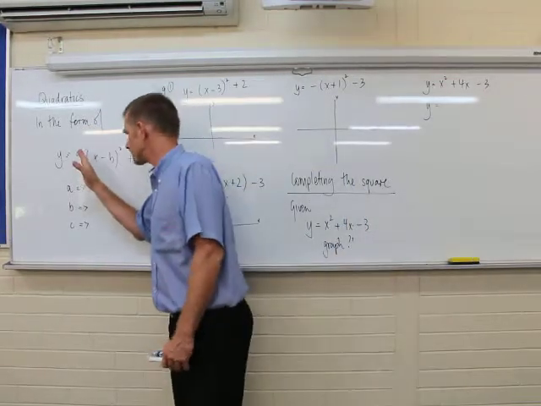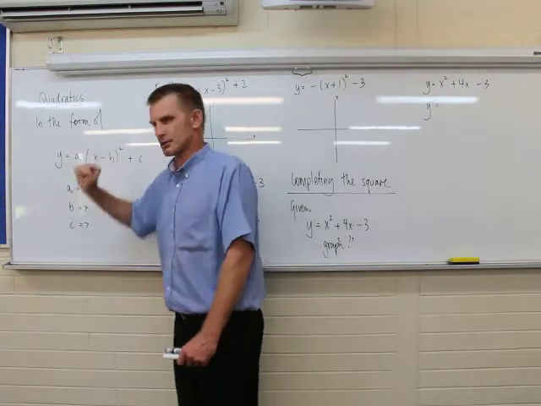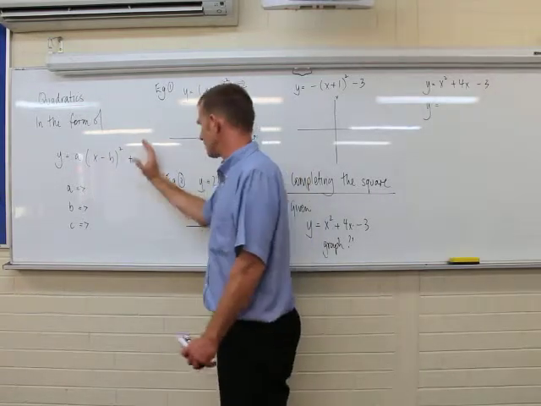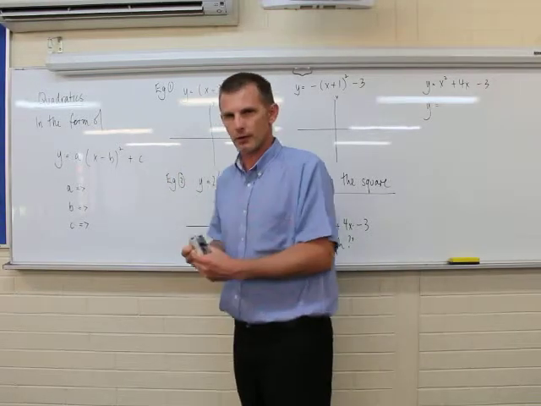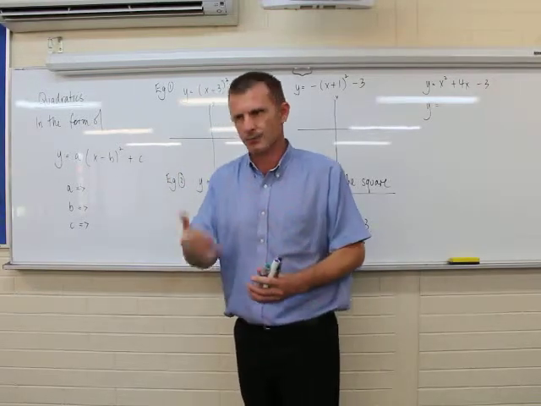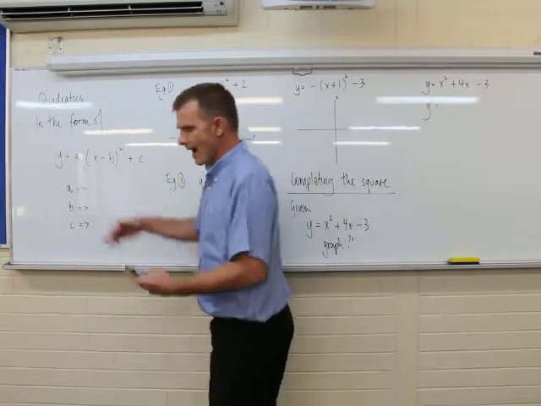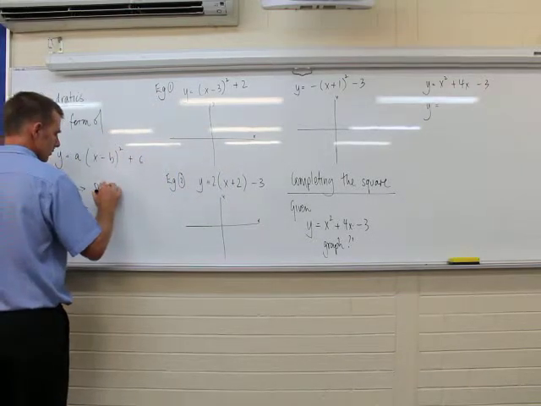We've got to recognise that the number that's sitting out front of the square bracket does a certain thing. The number inside the bracket does a certain thing. The number at the end does a certain thing. So we recognise the place within the equation rather than the letter itself. So let's talk about these three. The first one here, a, that's going to control the shape of the graph.